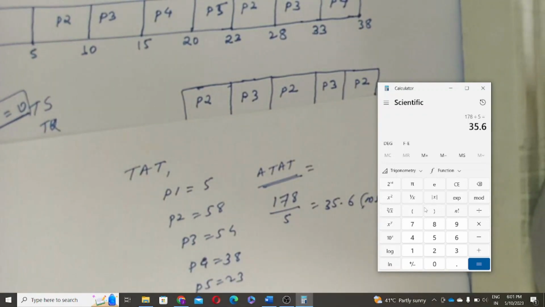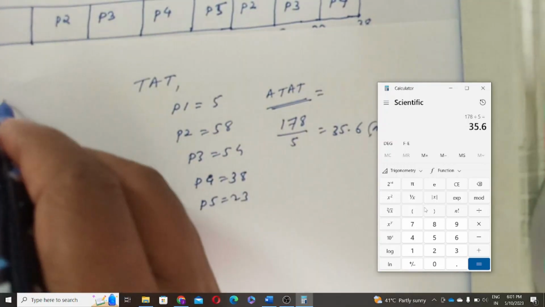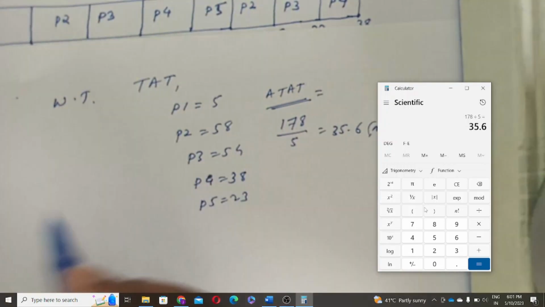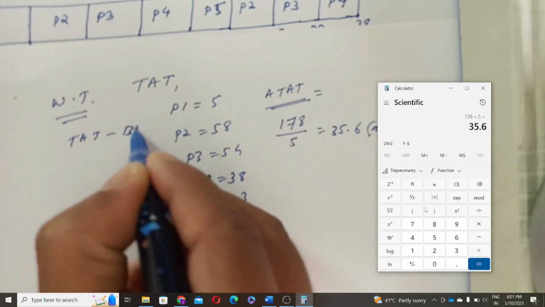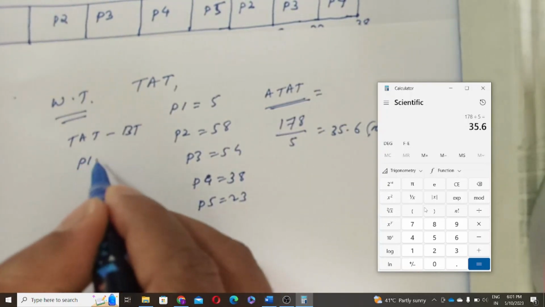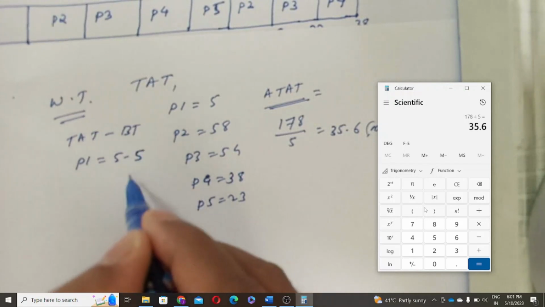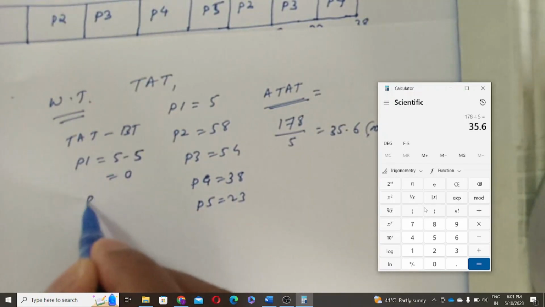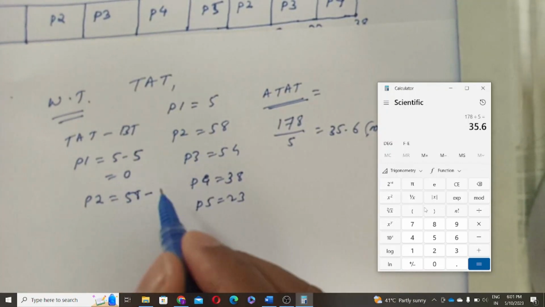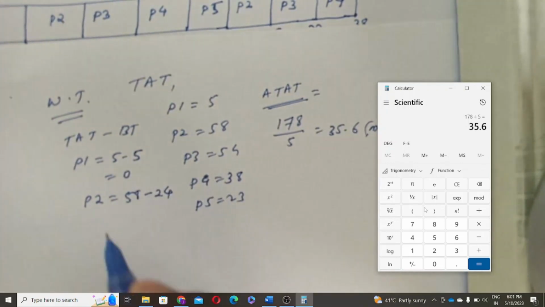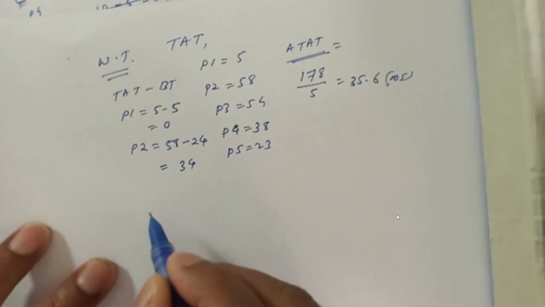Fine. Now let's calculate waiting time. So when we calculate waiting time, what is that waiting time? Turnaround time minus burst time. So let's calculate for process P1. What is turnaround time? That is 5. Burst time is 5. So 5 minus 5, that is equal to 0. Then for process P2, turnaround time is 58 minus its burst time 24. So 58 minus 24, that is 34 for process P2.